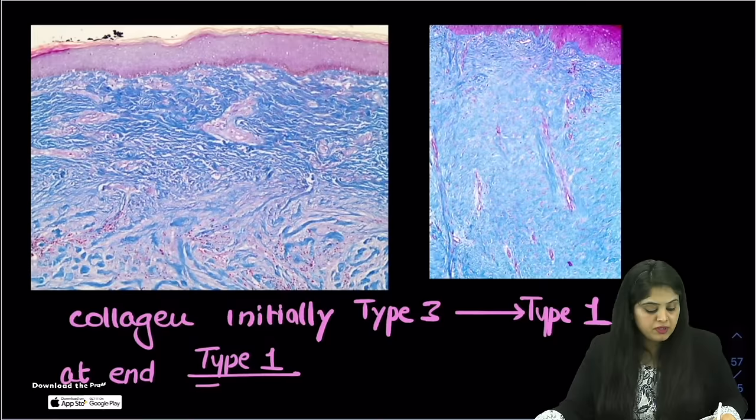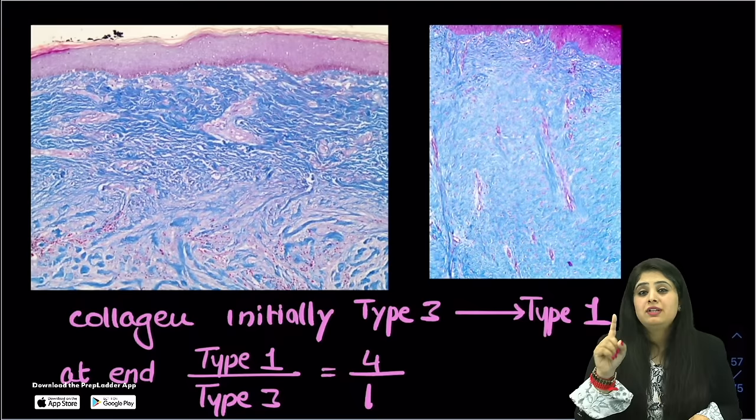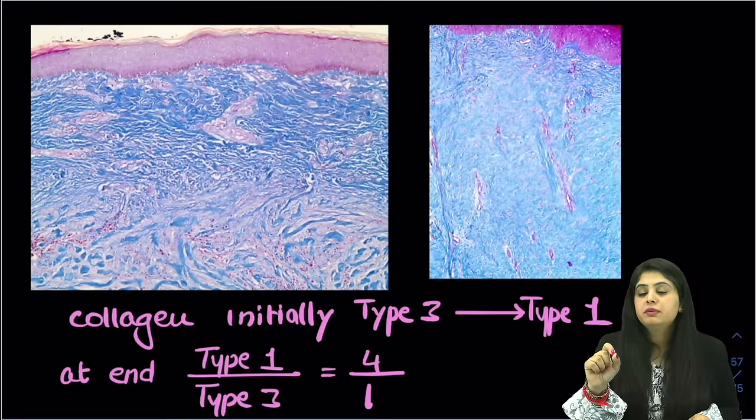So what is the ratio? It is 4:1. So type 1 collagen is the strongest collagen that we have, okay? So type 1 becomes the most predominant in the end. 4:1 is what the ratio is going to be.